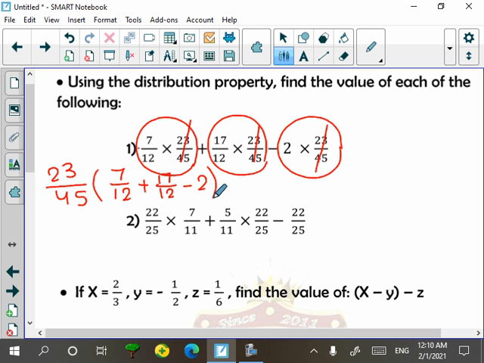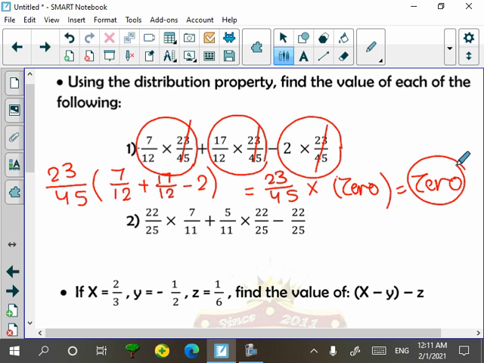Then the answer will be 23/45 times 7/12 and 17/12 minus 2. Then the answer will be equal to 0. Then 23/45 times 0 equals 0, because any number times 0 equals 0.